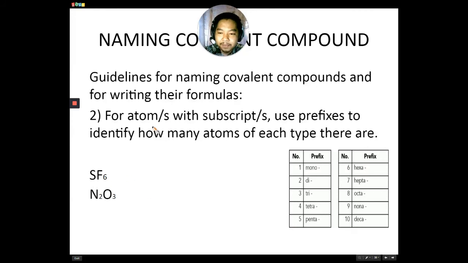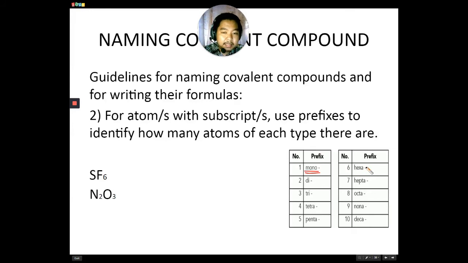Let's try this one. So, again, for atoms with subscript, we use prefixes to identify how many atoms of each type there are. So for S, we have only 1. We only have 1. However, there's an exception. If the first element has only 1 atom, we don't write the prefix mono. So we don't write monosulfur. We simply write sulfur here. Now we only use the prefix mono on the second element. Sige. So this will just become sulfur, and then we have 6.